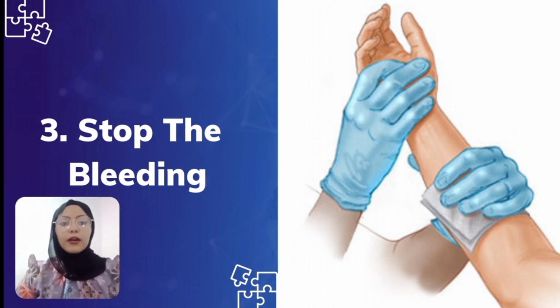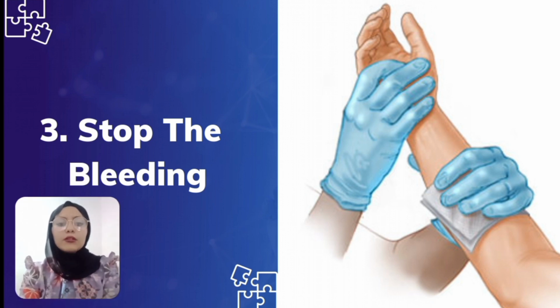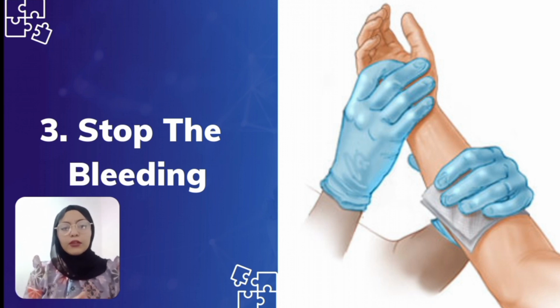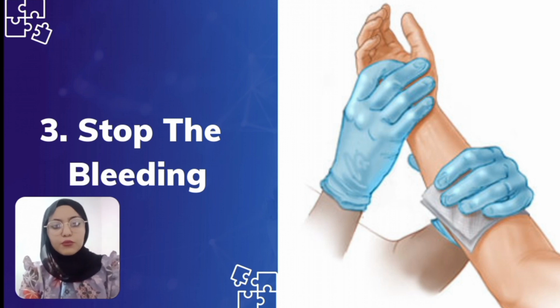Then stop the bleeding. To stop the bleeding, apply pressure to the wound using a bandage or clean cloth. Then elevate the wound area above heart level to decrease blood flow to this area.